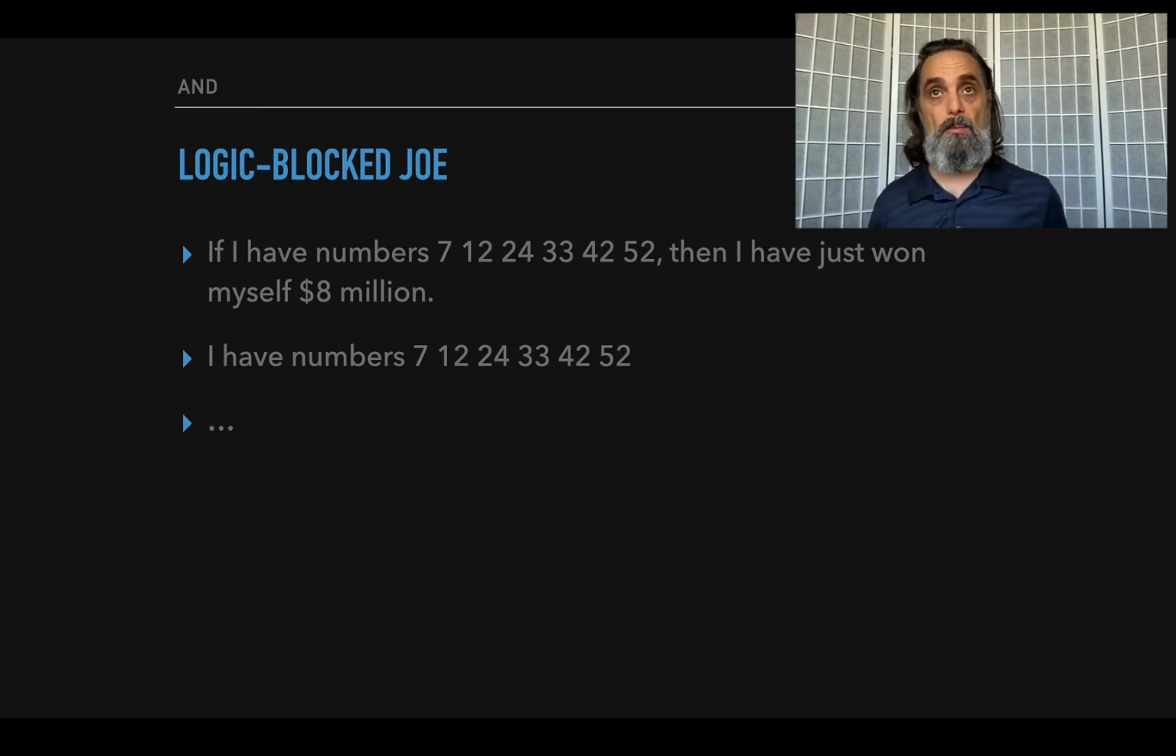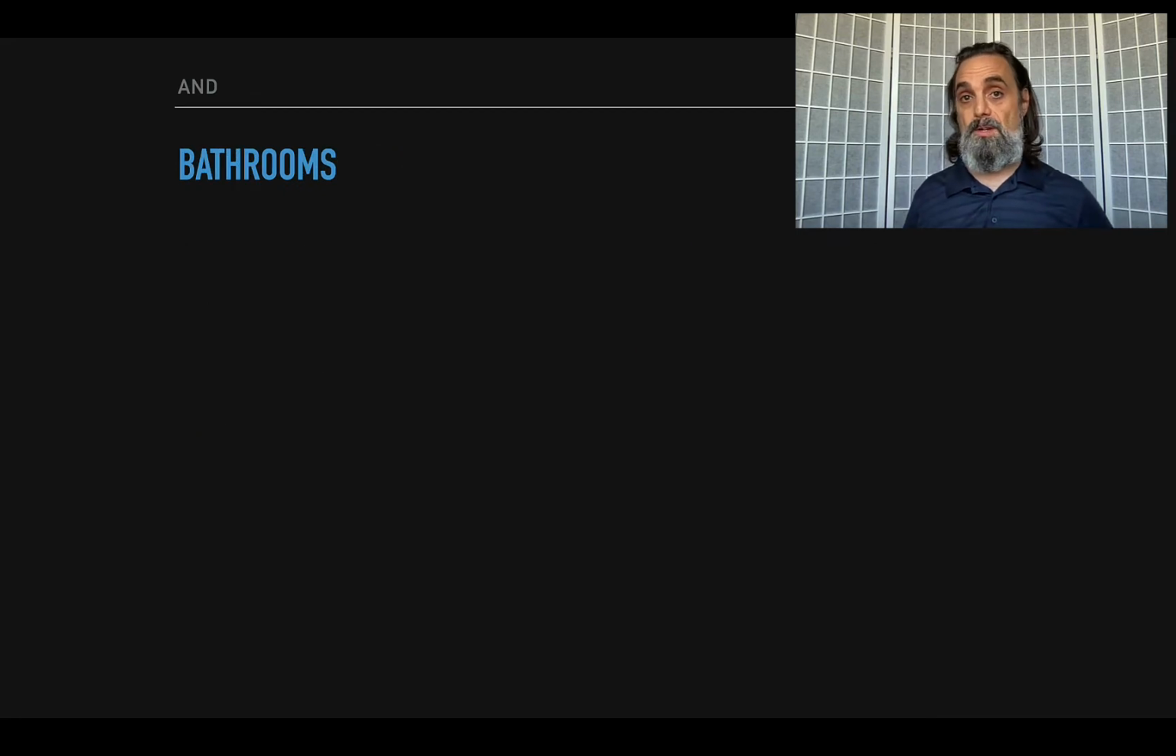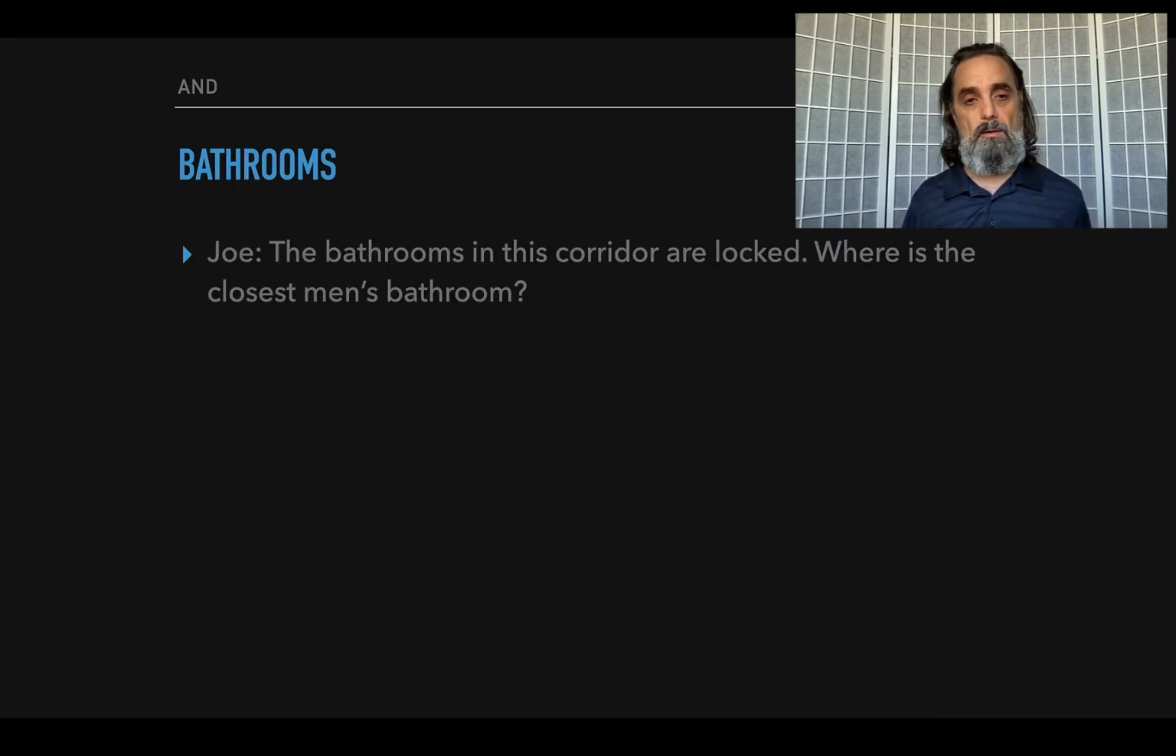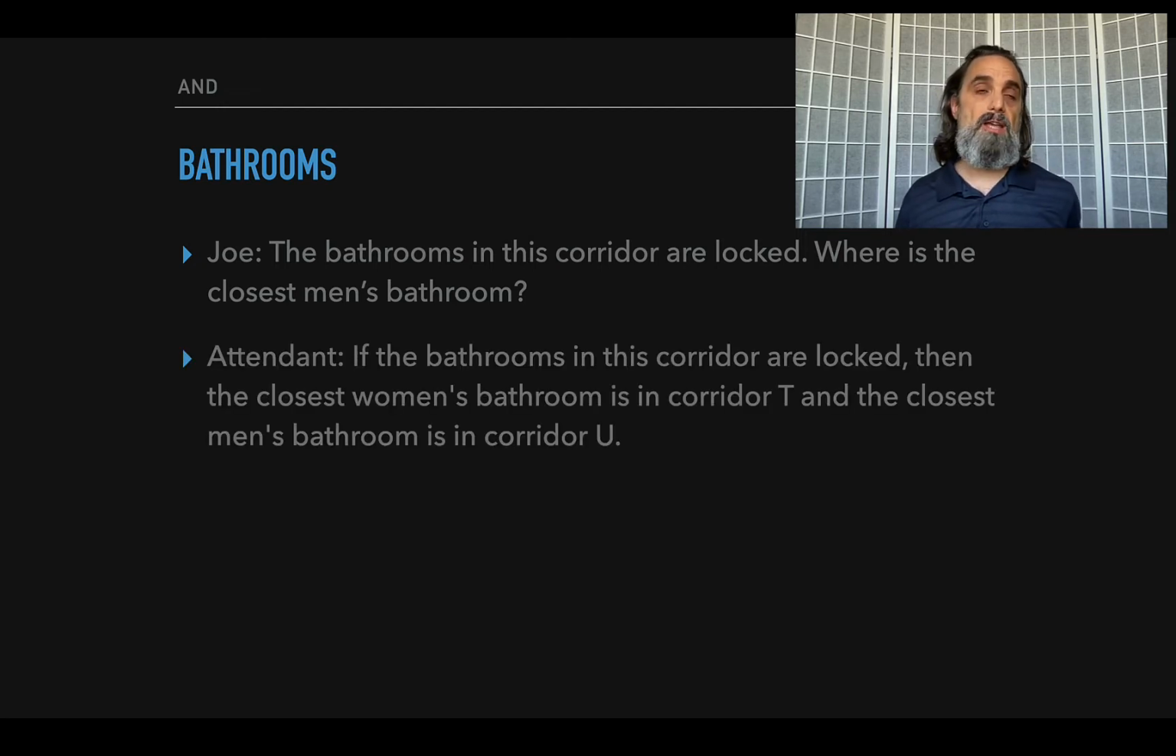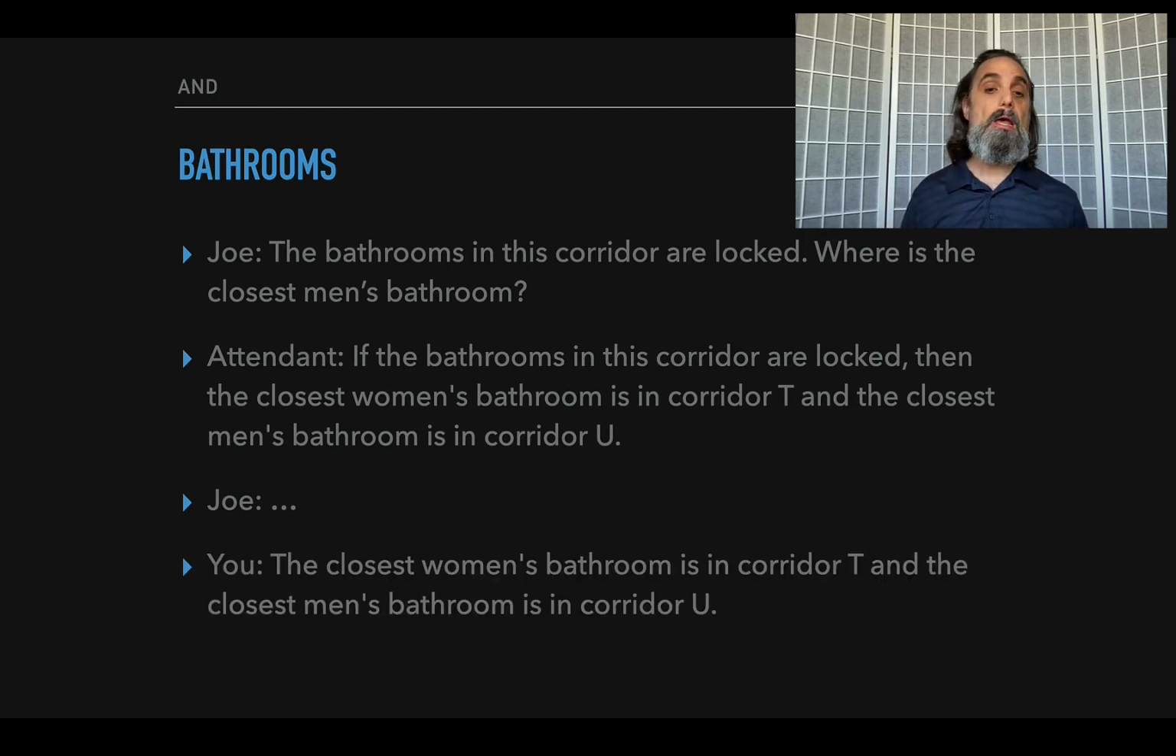But he's not just incapable of reasoning with if, he's also incapable of reasoning with and, as we'll see. So here Joe is in the airport and the bathrooms in the corridor are locked, and so he asks the attendant where they might be, and the attendant says, oh, if the bathrooms in this corridor are locked, then the closest women's bathroom is in corridor T, and the closest men's bathroom is in corridor U. But Joe, being unable to reason with if, is unable to recognize that the closest women's bathroom is in corridor T and the closest men's is in corridor U. You, fortunately, are able to reason with if, and you step in and let Joe know, hey, the closest women's bathroom is in T, and the closest men's bathroom is in U.